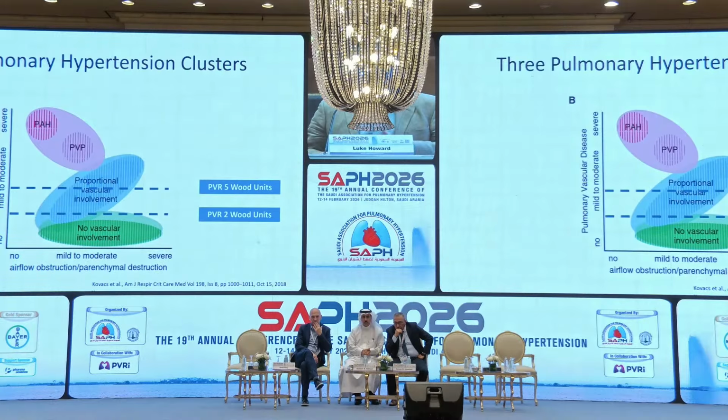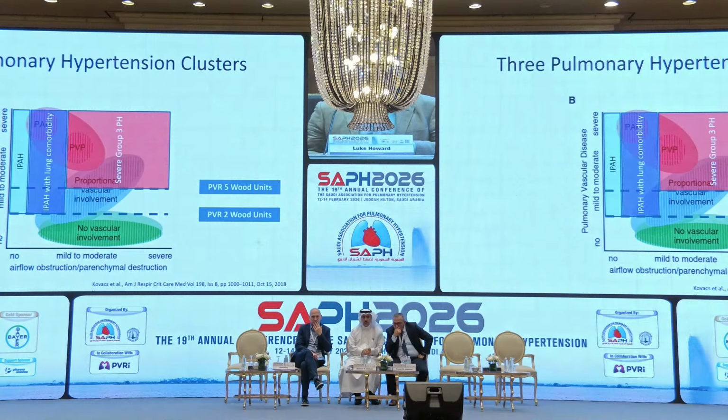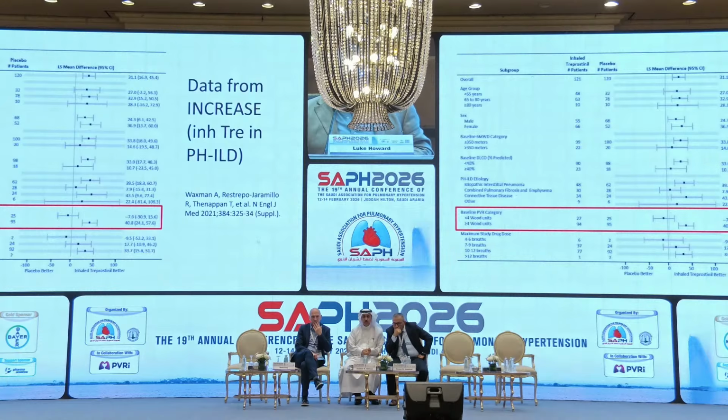I've put here the PVR cutoff of 2 Wood units for the definition of precapillary PH, 5 Wood units for severe PH. So we have 4 clusters of patients now. We have our very clean IPAH patients who have absolutely no lung disease on lung function or CT. Then we'll have the slightly messy patients who we classify as IPAH, but they may have some lung comorbidity. And then we have our severe group 3 PH. And below that line, we'll have the non-severe group 3 PH.